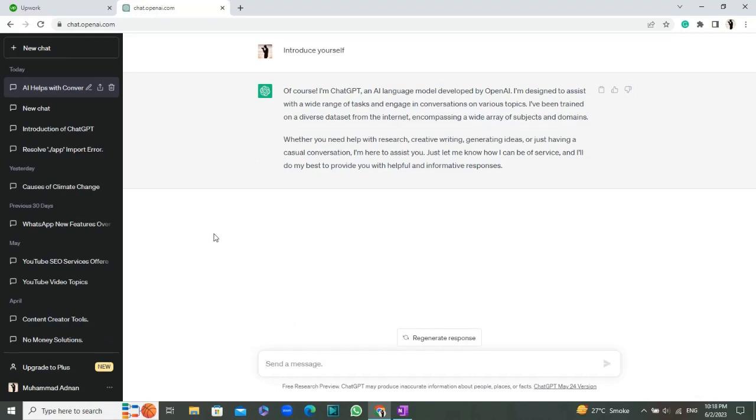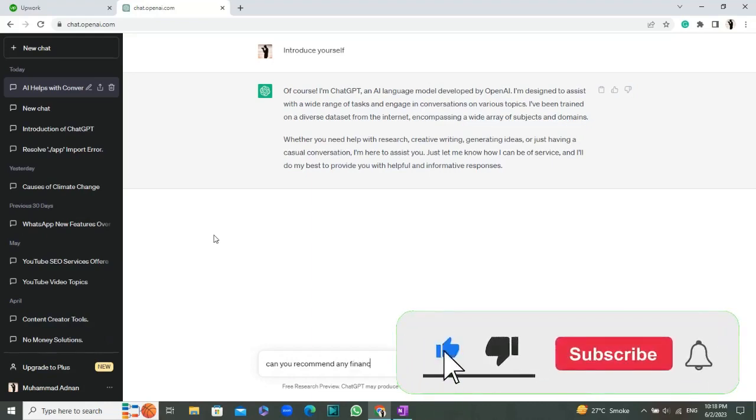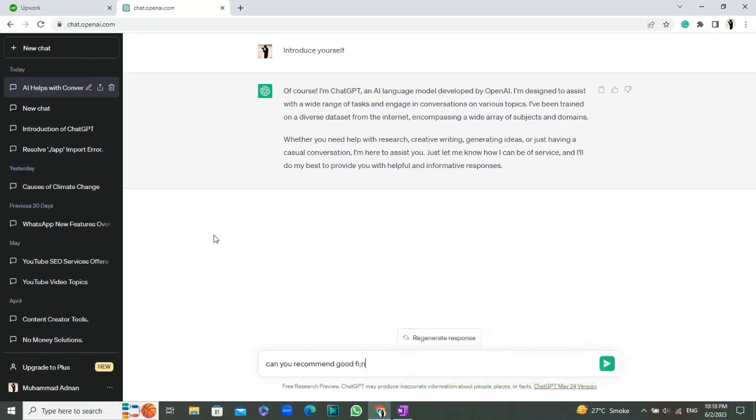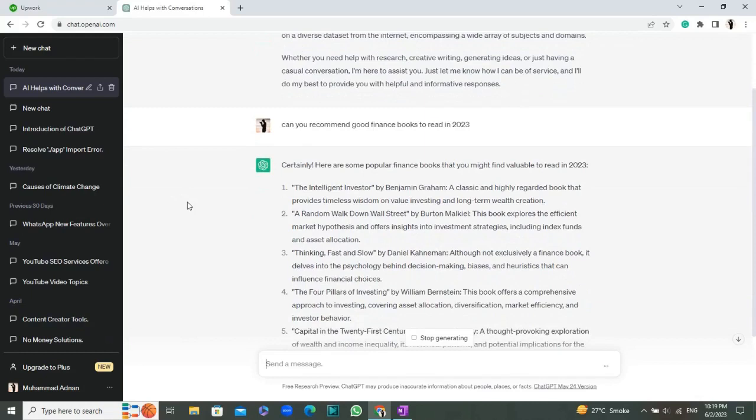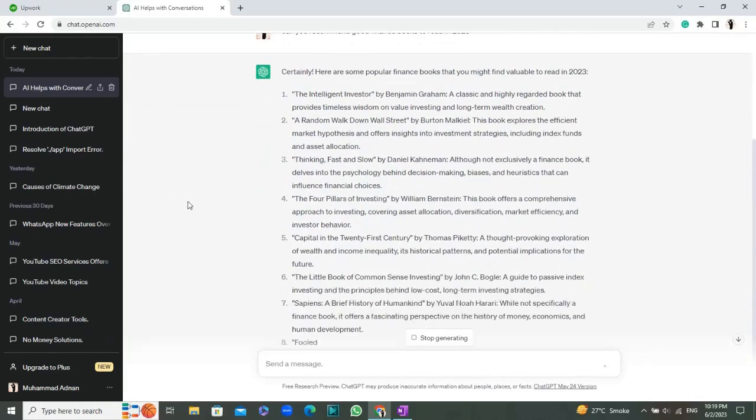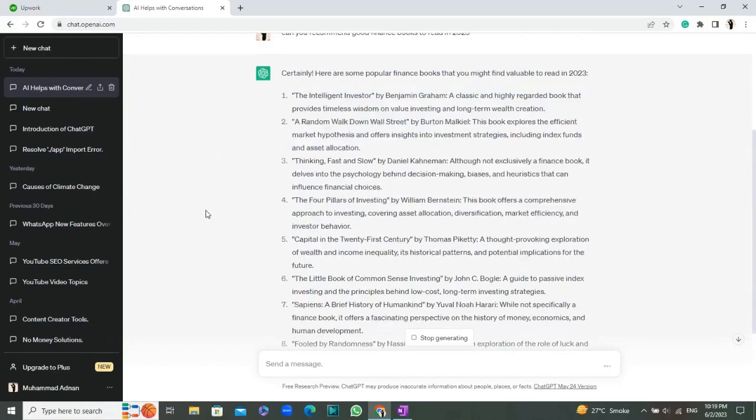For example, I am going to ask him, can you recommend good finance books to read in 2023? We ask it for book recommendations. As you can see, it is recommending us books. Look at this.